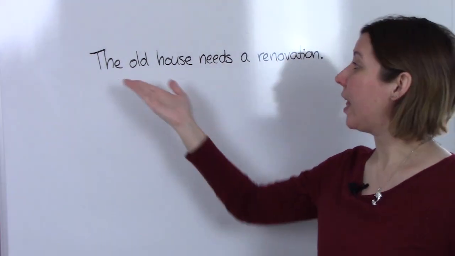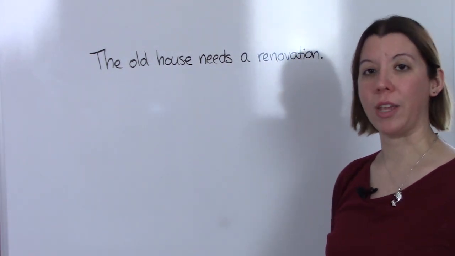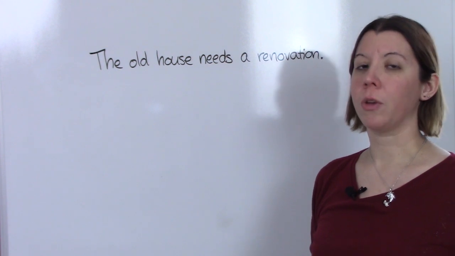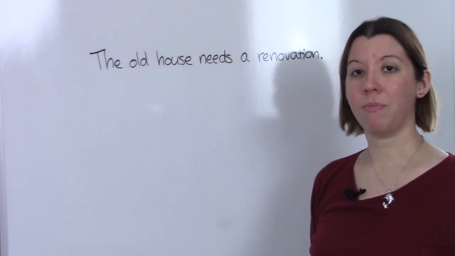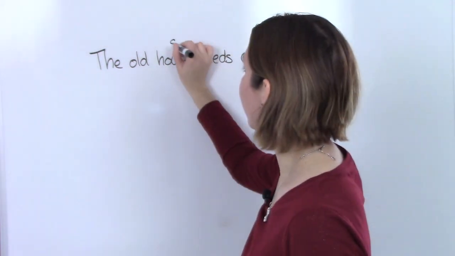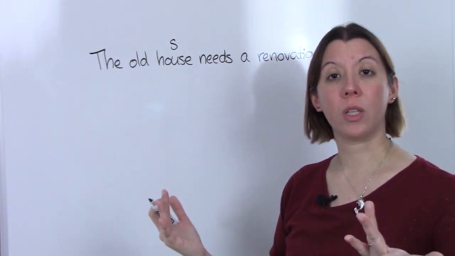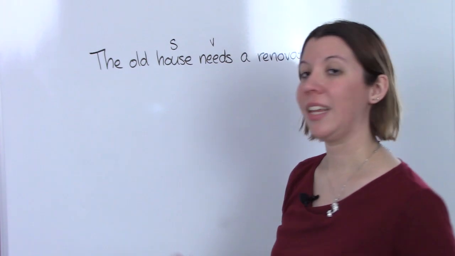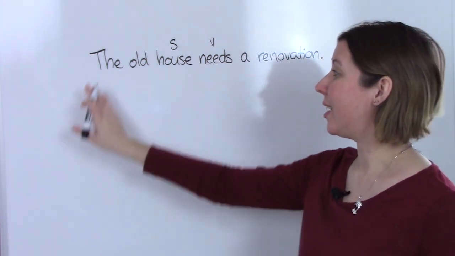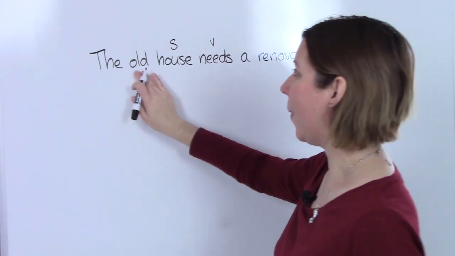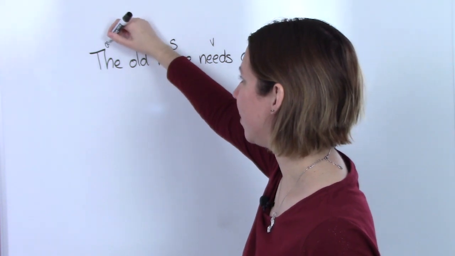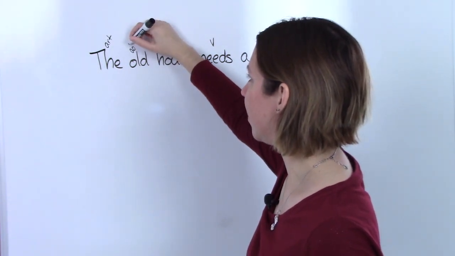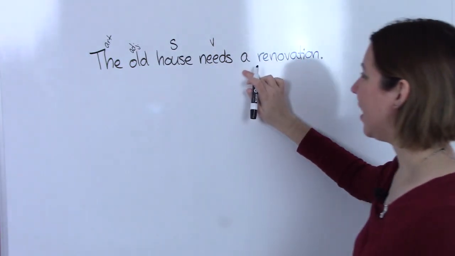Here's the sentence. The old house needs a renovation. I'm thinking to myself, who or what is the sentence about? It's about a house. House what? What's my verb? Needs. Now I start back at the beginning of the sentence. The is an article. Old is an adjective. A is an article.